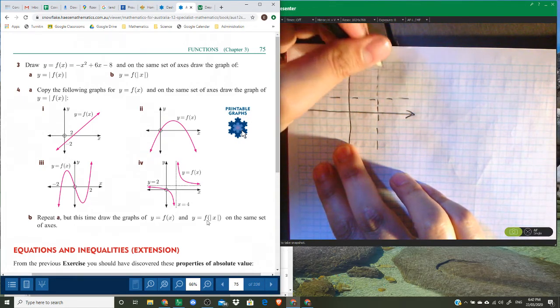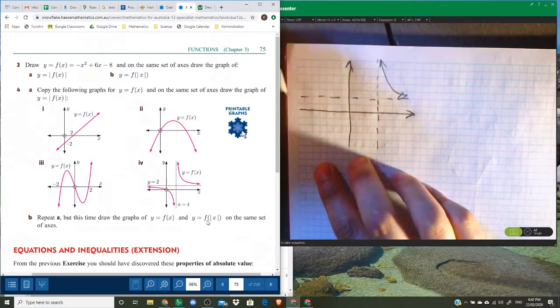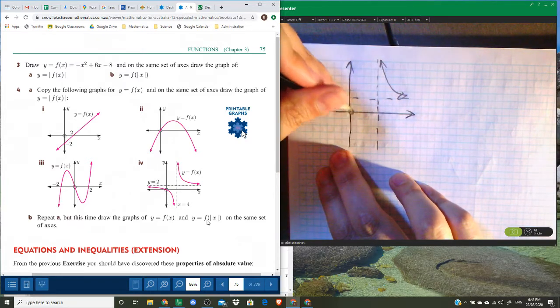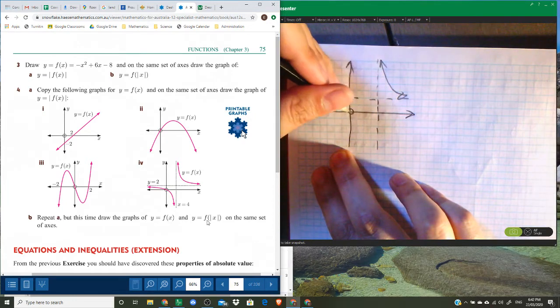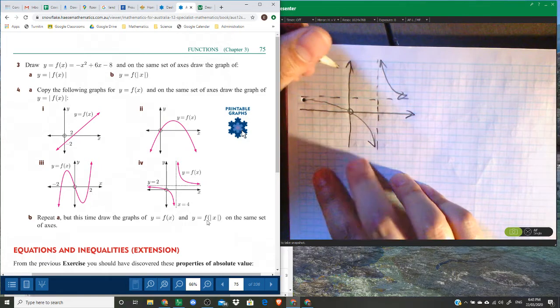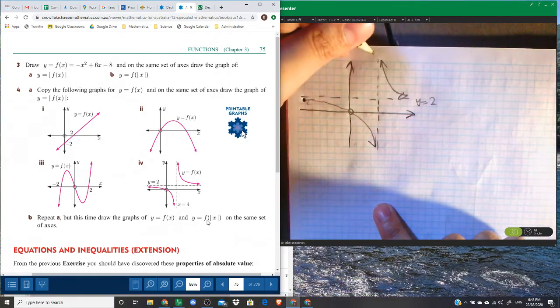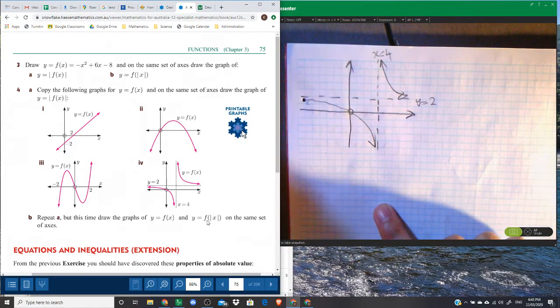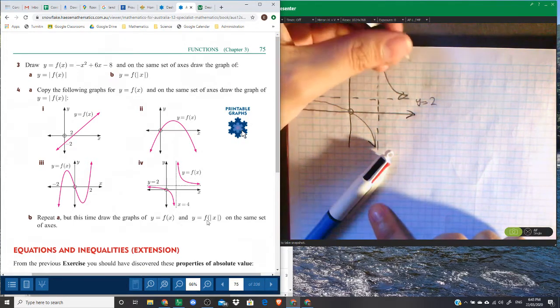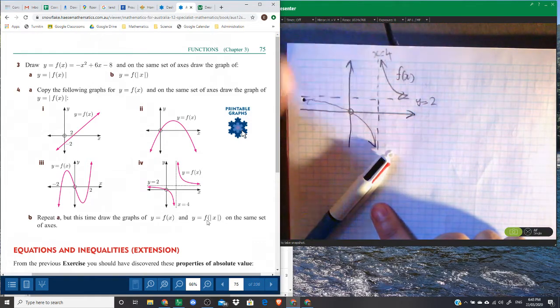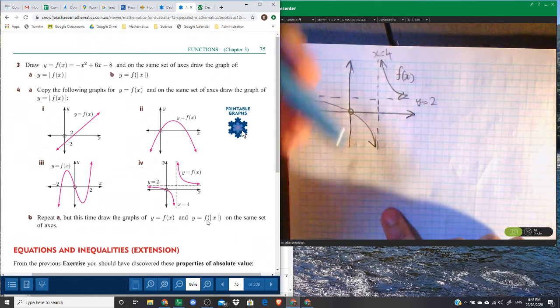All right, so we've got this part. So we've got this sort of function. It goes through 0. There we go. All right. We've got y equals 2. We have x equals 4. Those are the asymptotes, and it passes through 0. Right. So that was a graph of f(x). All right. What does the modulus look like?